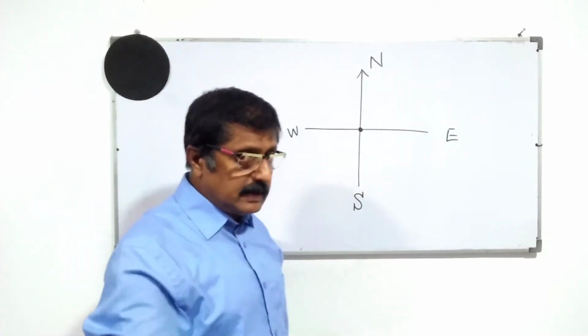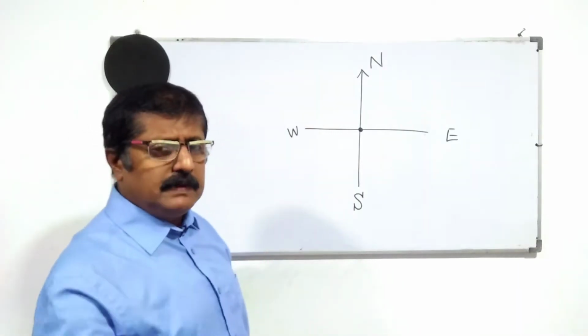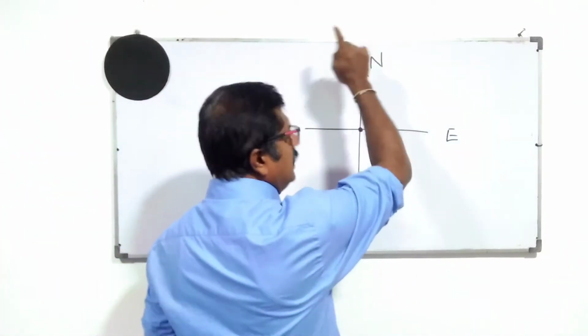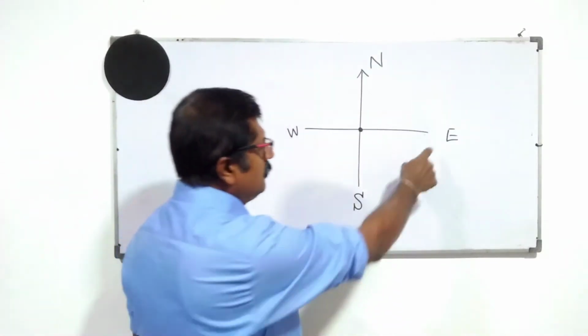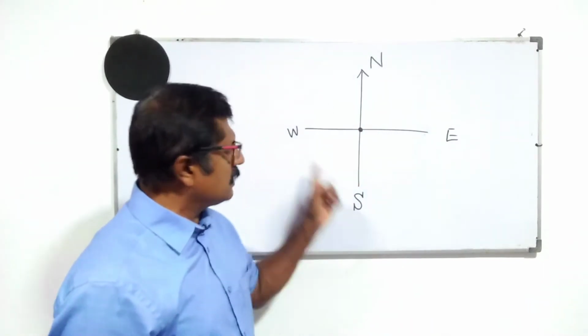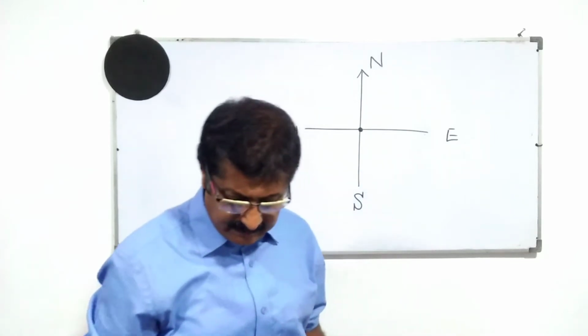And there is another thing that I must tell you. When we draw this, this is a standard way. The north is indicated on this side. We don't put the north on any other side. This is the north. This is the east, south and west. These are the four main directions or four major directions.